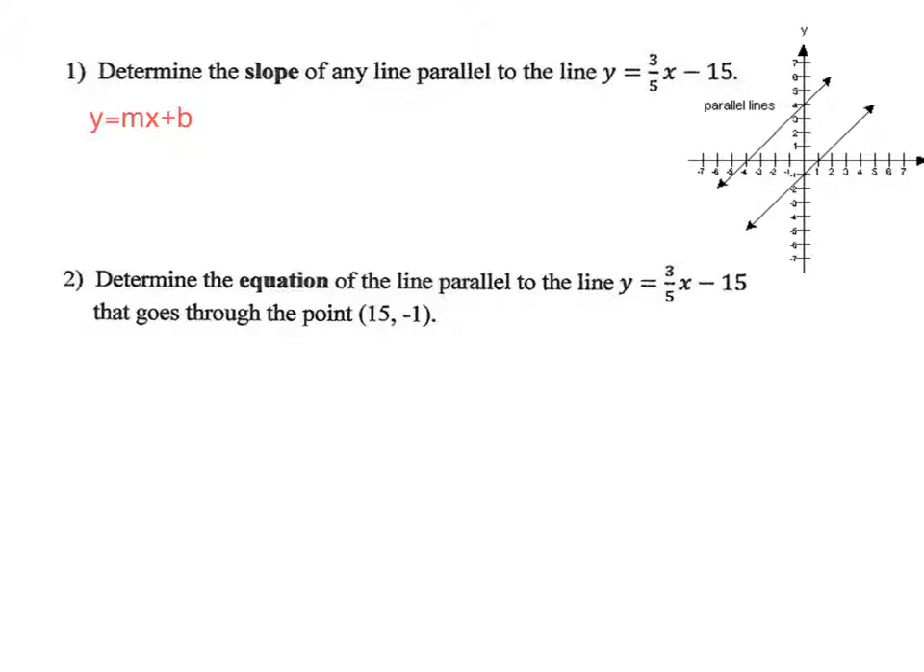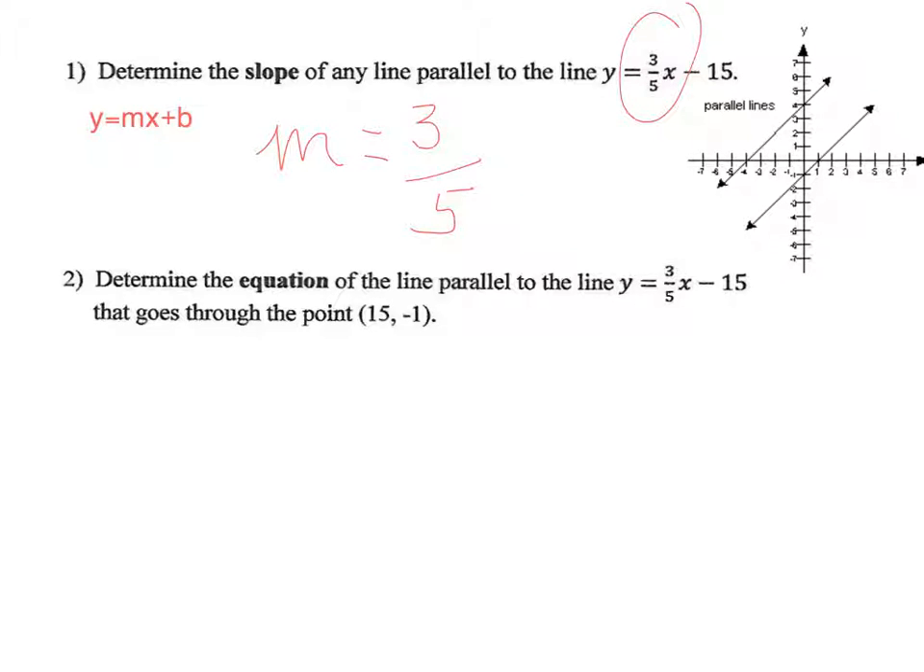If we can identify the slope, in this case 3/5, that's going to be the answer to question 1, that any line must have that slope. Now, remember that x is not part of your slope. So you could say that m equals 3/5, or you could just answer the question with the fraction 3/5.